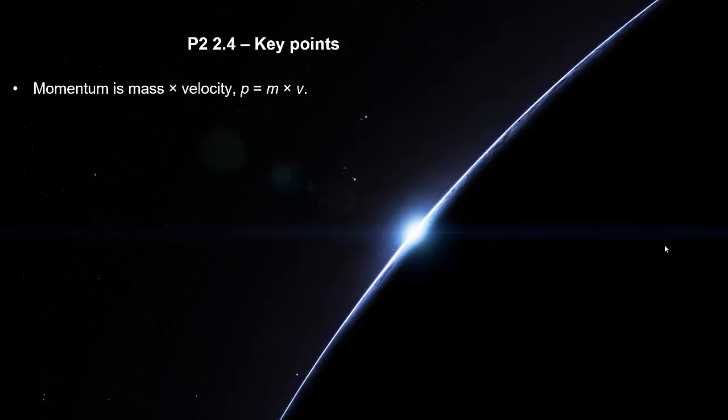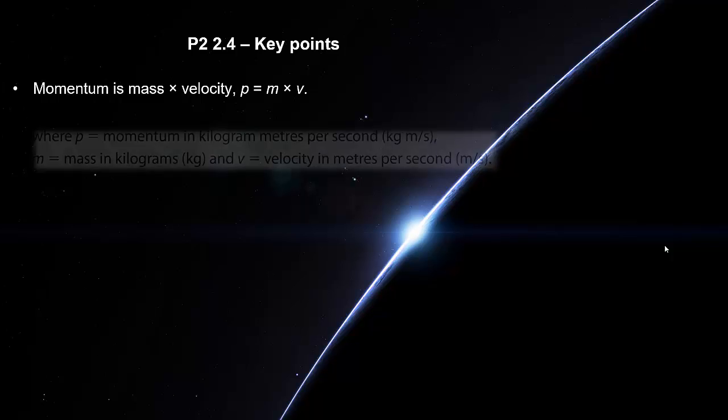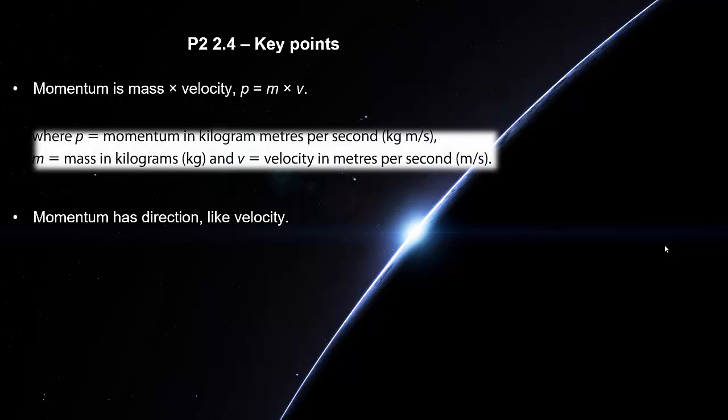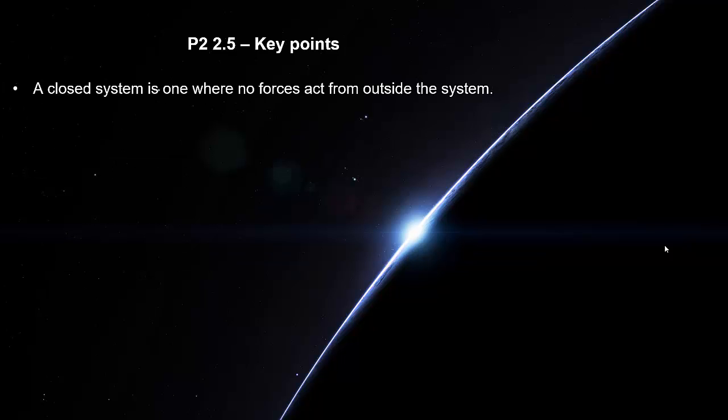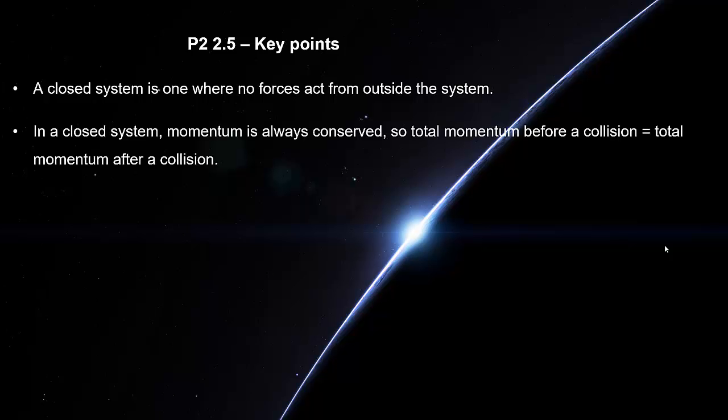Momentum is mass times velocity. Momentum has direction like velocity. Increasing the time that a person in a car takes to slow down reduces injury. A closed system is one where no forces act from outside the system. In a closed system, momentum is always conserved, so total momentum before a collision equals total momentum after a collision.